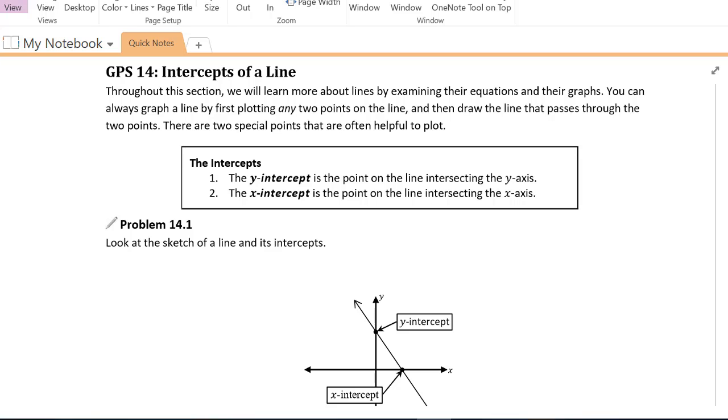Hello class. So today we're going to look at GPS 14, which is intercepts of a line.